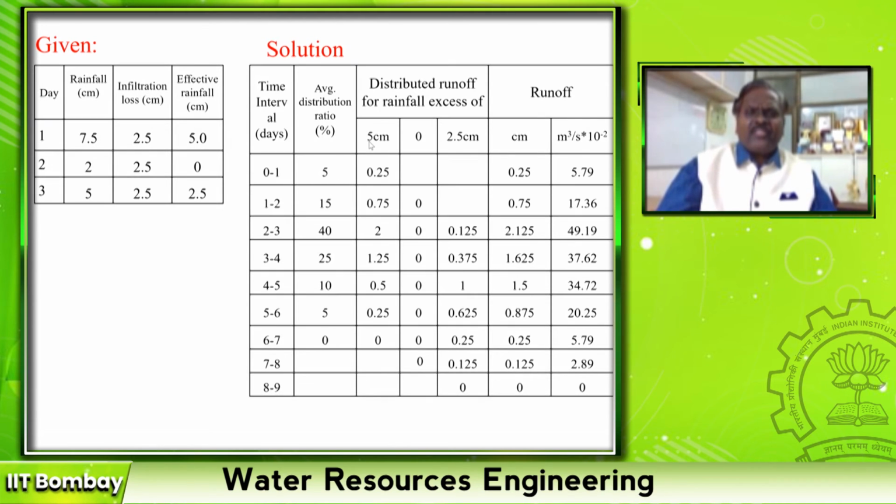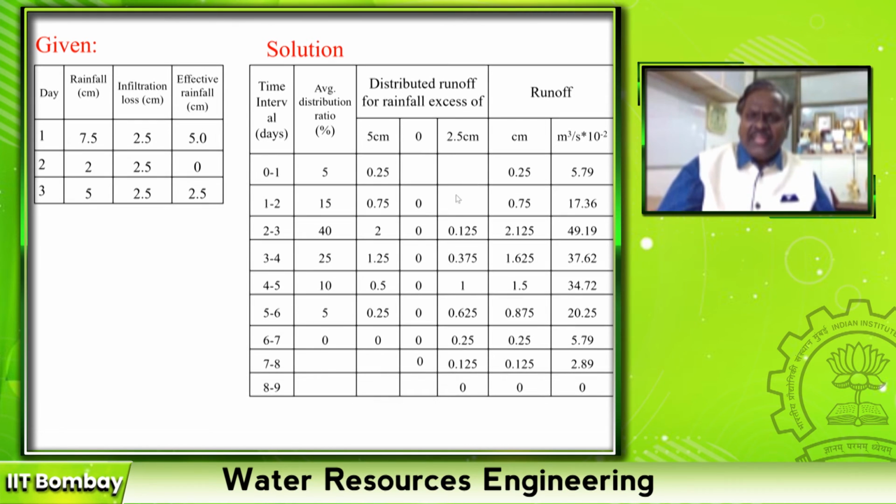That means 5% of 5 centimeter, 15% of 5 centimeter. So I am going on distributing. Then for the next rainfall it is lagged. That means all this distribution should be lagged. So 5 will be next, 1 to 2, 15 will be 2. So it is 0 rainfall, all values of 0. But the third rainfall is after 3 days. So you have to lag all this distribution by 3 days and the 0 will come here. 5% will come exactly on the third day. That is 5% of 2.5, 15% of 2.5 like this.